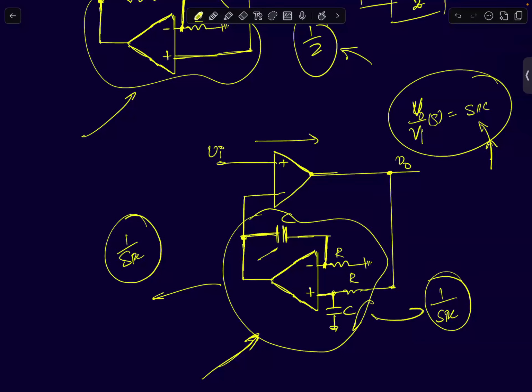The opposite holds true. If I put a differentiator in the feedback path, I would get an integrator. I'll get 1 by SRC. It's simply 1 by beta of S. I'm just testing that idea here.